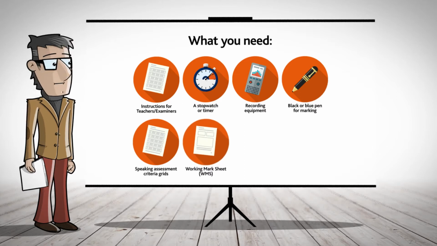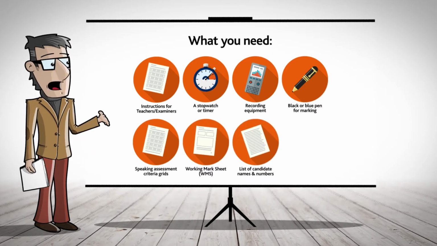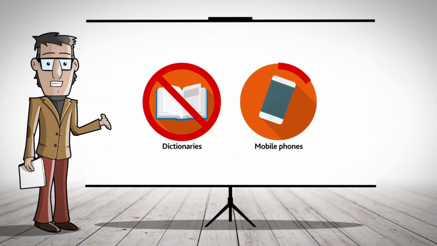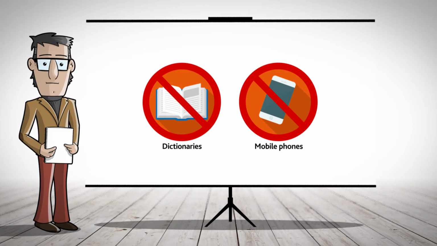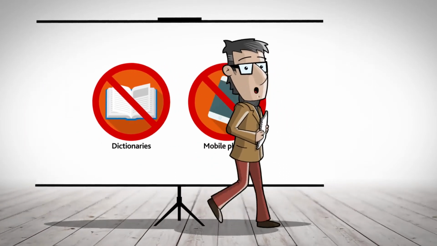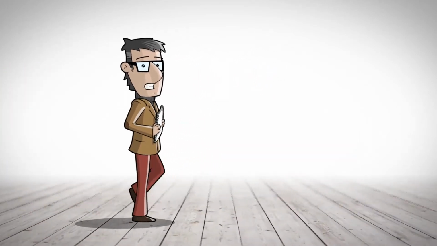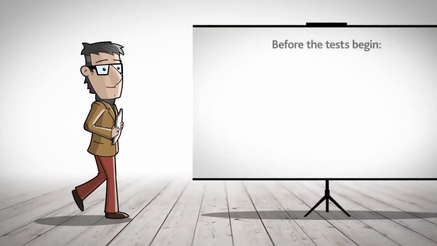Copies of the working mark sheet, a list of the candidate names and numbers, and the candidate cards. Dictionaries and mobile phones are not allowed in the examination or preparation rooms. If you know what you have to do and have everything that you need, the candidates will have the best possible chance to demonstrate their abilities.